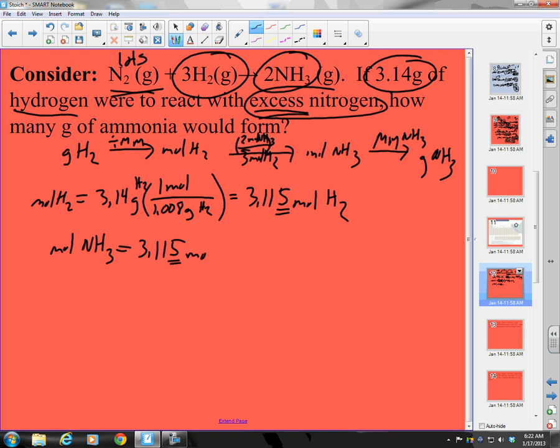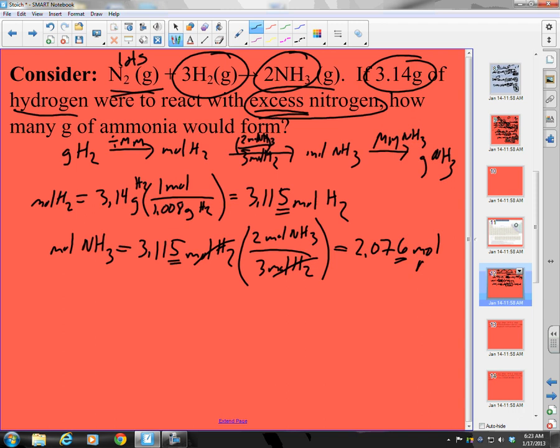And then I want moles of ammonia, which is equal to 3.115 moles of H2 times what? 2 moles of ammonia per 3 moles of H2. My mole ratio, cool, times 2 divided by 3. And I get 2.076 moles of NH3, ammonia.